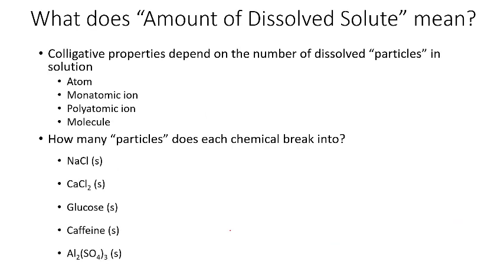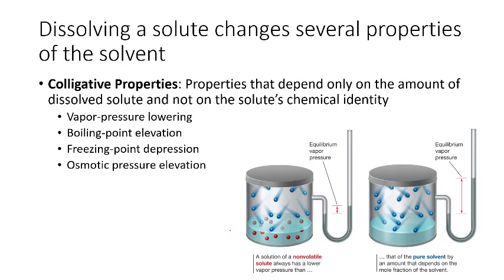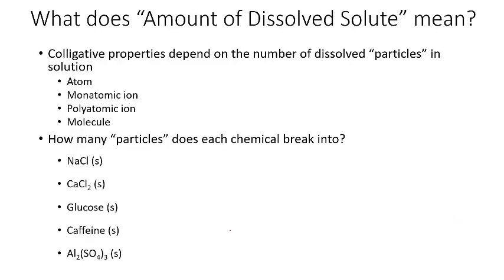So in that definition, colligative properties are properties that depend only on the amount of dissolved solute and not on the solute's chemical identity. So what is meant by this term, amount of dissolved solute? Okay, so colligative properties depend on the number of dissolved particles in solution.